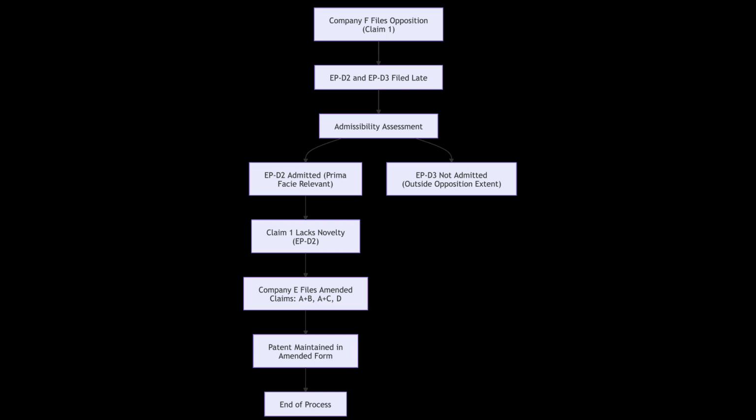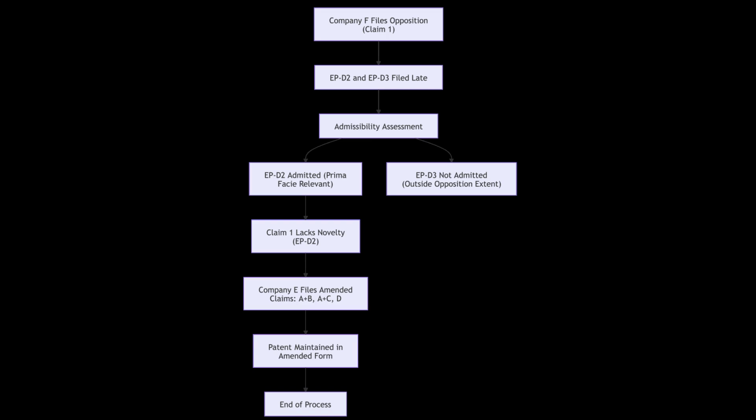EPD2, this document is prima facie relevant to the novelty of Claim 1. It will likely be admitted into proceedings under Article 114.1 EPC. EPD3. This document relates to Claim 4, which is outside the extent of the opposition. It will not be admitted following G9/91. Step 2. Impact of EPD2 on claim. With EPD2 admitted, Claim 1 lacks novelty under Article 100A EPC in conjunction with Articles 52.1 and 54.3 EPC.